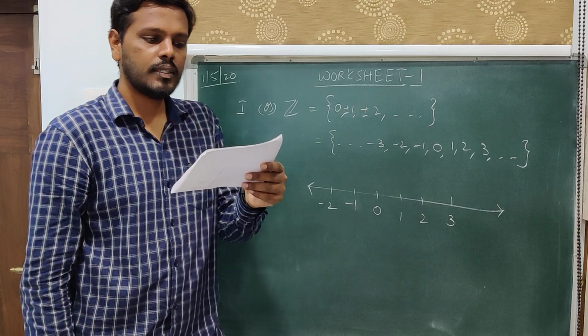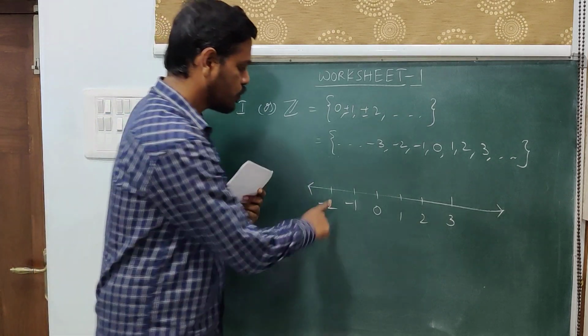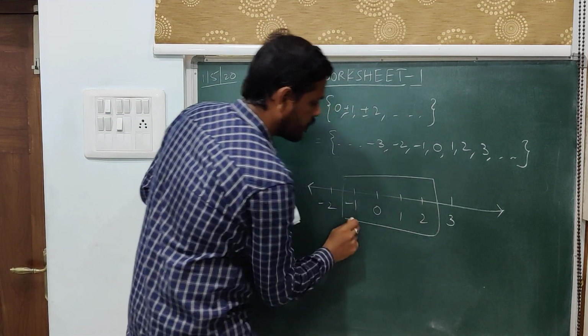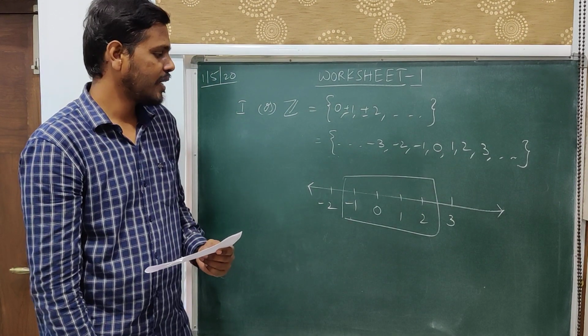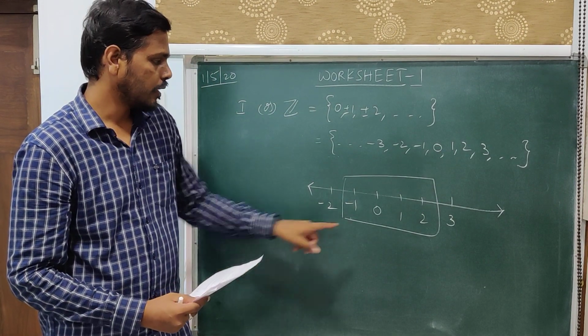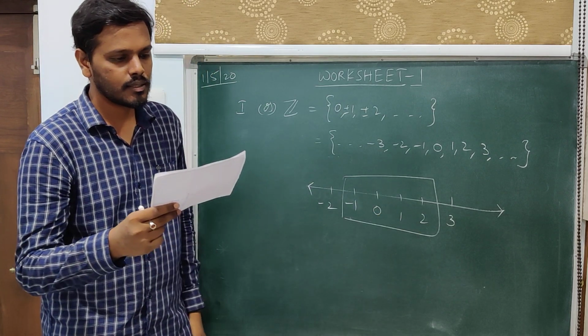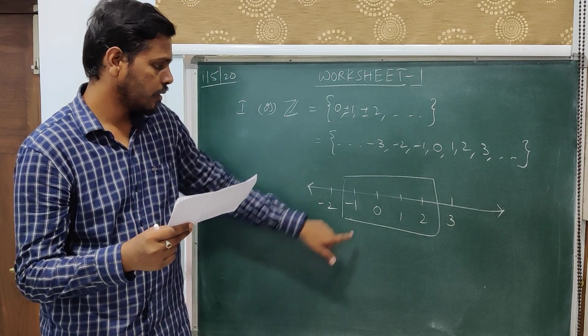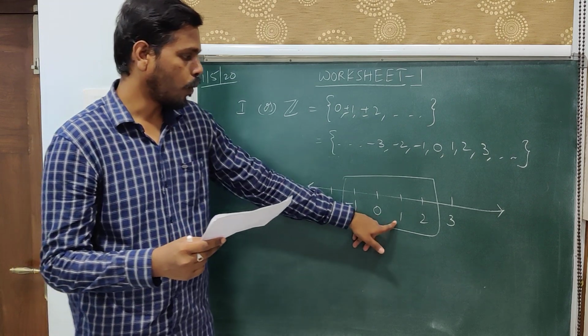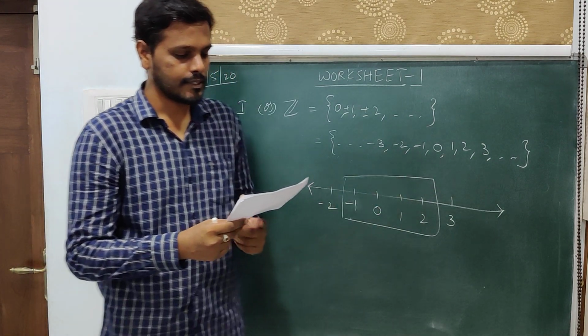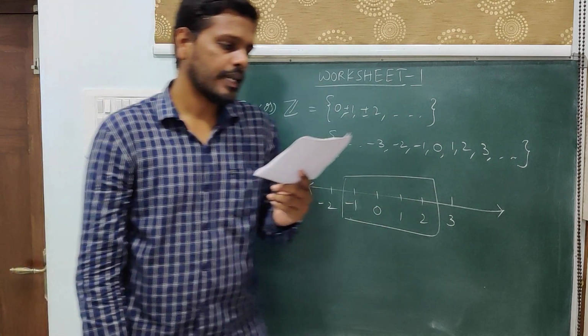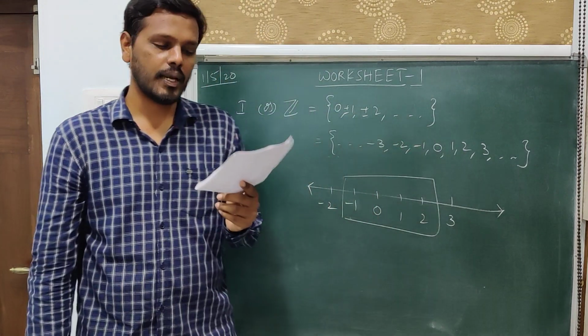Now we are asking you the integers between minus 2 and 3. So these are the integers that are between minus 2 and 3. They are minus 1, 0, 1, 2. Therefore the answer is the integers between minus 2 and 3 are minus 1, 0, 1, 2. Now that is the case. Now how many integers exist between minus 4 and minus 5?